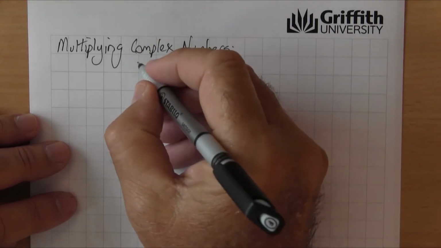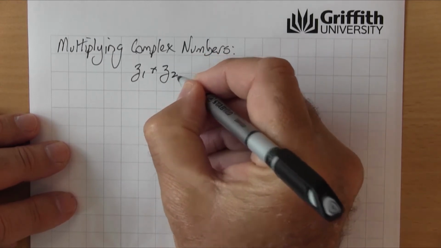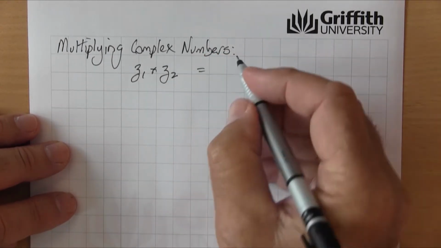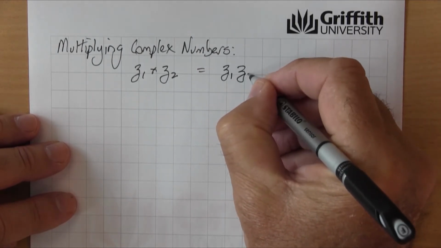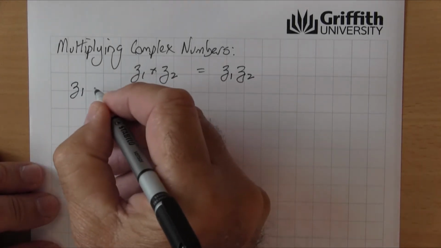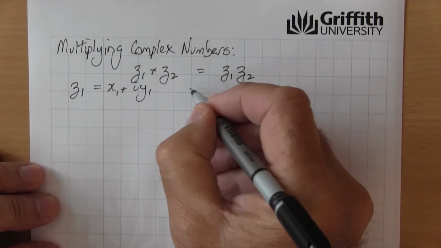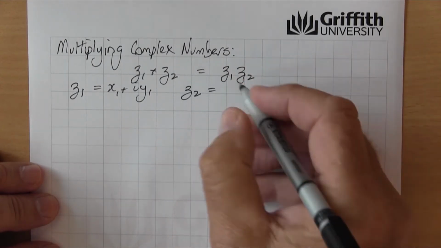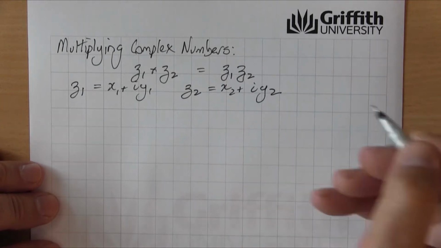The multiplication of complex numbers is written as Z1 times Z2. And with most algebraic operations for multiplication, we can simply leave the multiplication out and just write it as Z1 Z2. Now Z1 as a complex number can be defined as x1 plus i y1, and Z2 is equal to x2 plus i y2.